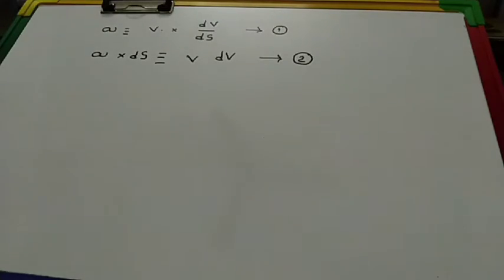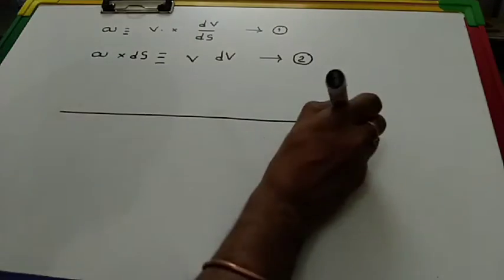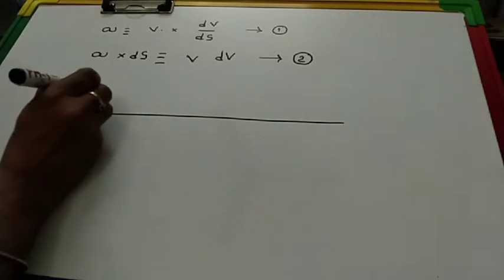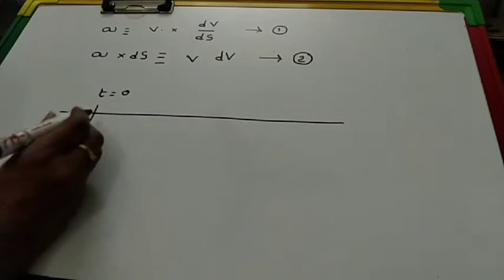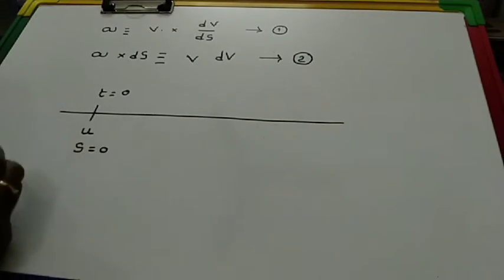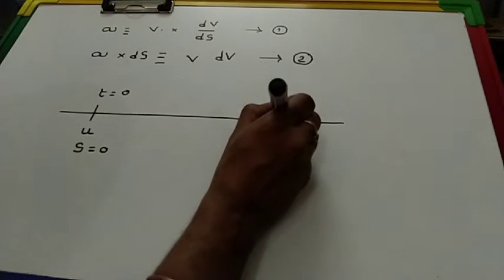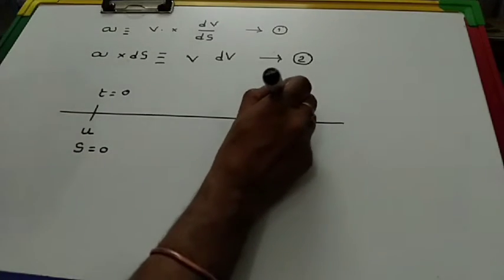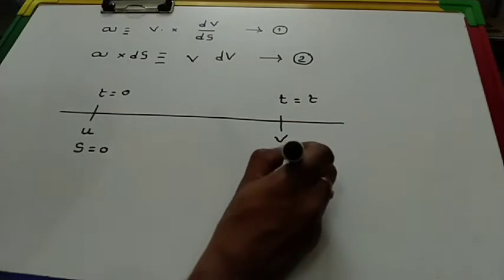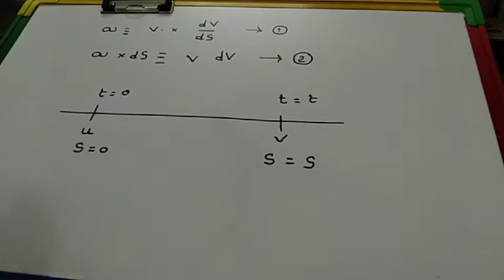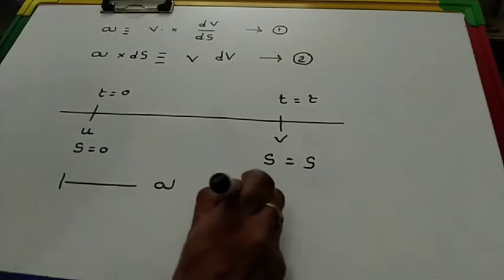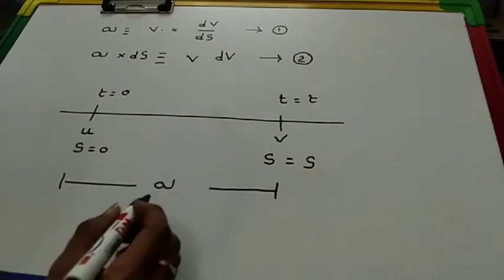Now, take a straight line. Consider initially at t is equal to 0, the initial velocity is u. At that time the displacement is equal to 0. Now take a particular position. If the time is equal to t, the final velocity is v and the displacement s is equal to s. The acceleration acquired by the object during its journey from u to v is a.